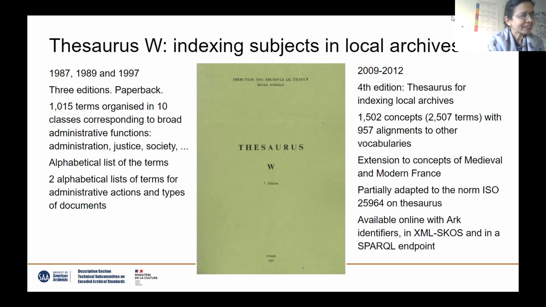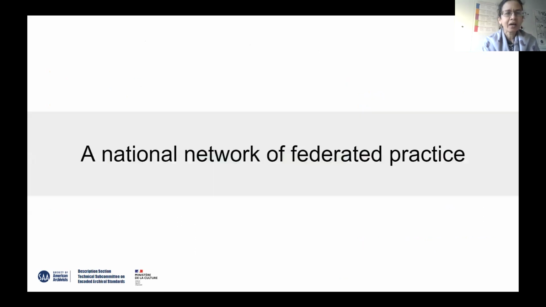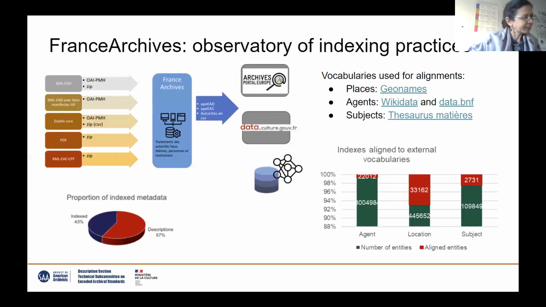The thesaurus is largely criticized for its limited number of concepts and mainly for the use of terms not compliant with natural language. For example, instead of saying prison, you have to say penitentiary equipment. However, the situation is slowly changing in France, and we are going towards a national practice.